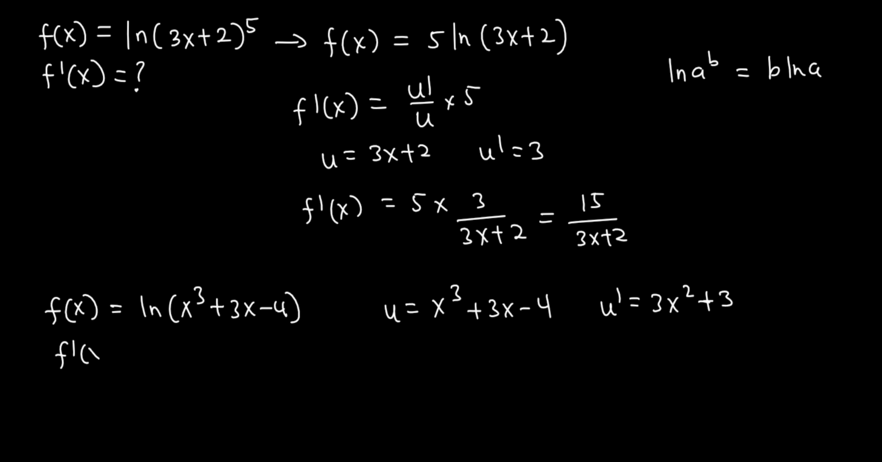Now let's do the substitution. f prime of x will be equal to u prime divided by u. So that will be equal to 3x squared plus 3, all divided by x cubed plus 3x minus 4. So this will be the derivative of the function that was given.